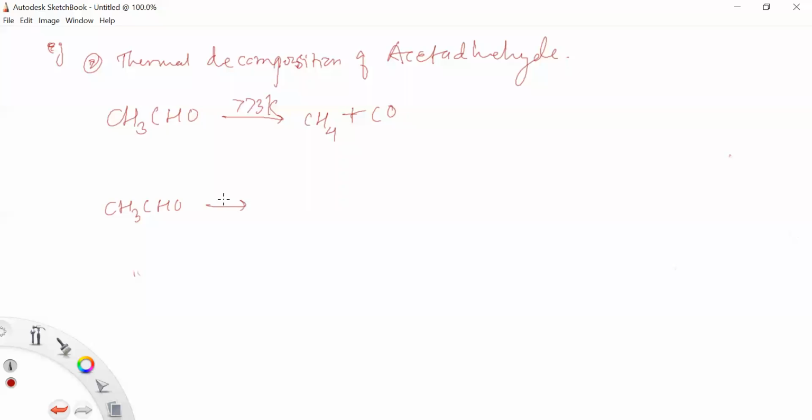CH3CHO in the presence of temperature: due to this temperature the bond here will break, forming CH3 radical plus CHO radical. What is this reaction? It is radical formation, that means chain initiation, right?